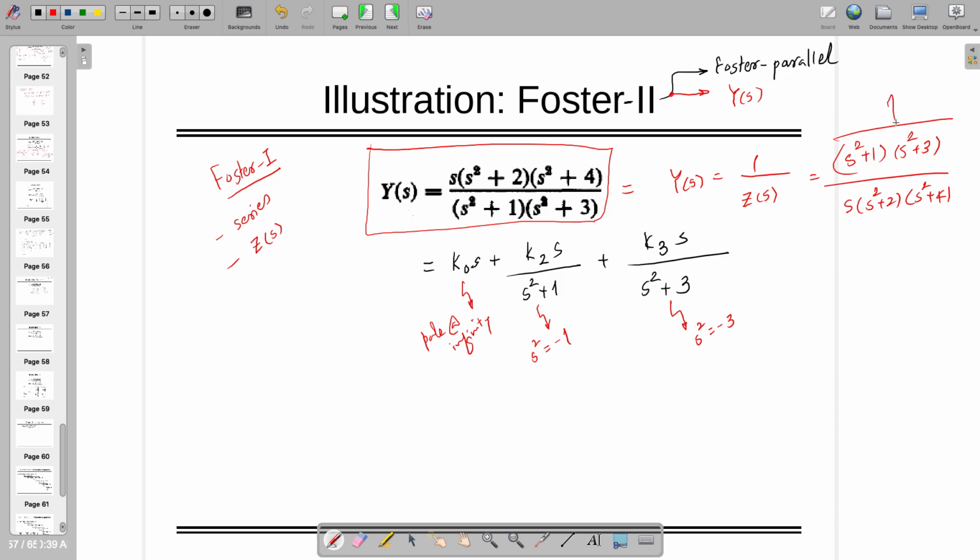So now can you synthesize Z of s? Yes, Foster 1 is applicable to Z of s. You have only two possibilities: either you will have an admittance function or an impedance function. If admittance is given to you and you have to find out Foster 1, then just make 1 by Z of s, right?